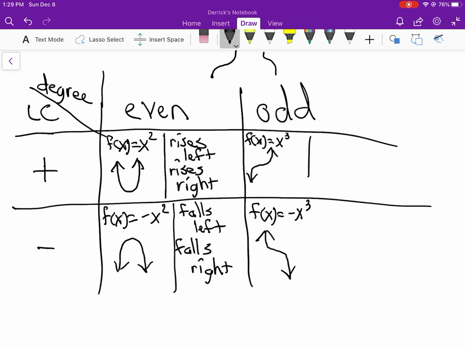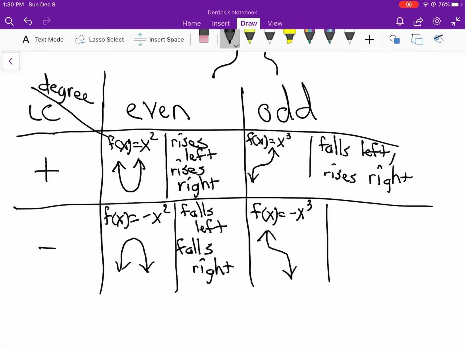On the left side, as it's going off the graph on the left side, it's falling. And as this graph trends to the right, it's trending upward. So it rises right. And then the other one is the exact opposite. It's going to rise as it goes to the left, and it's falling as it goes to the right.